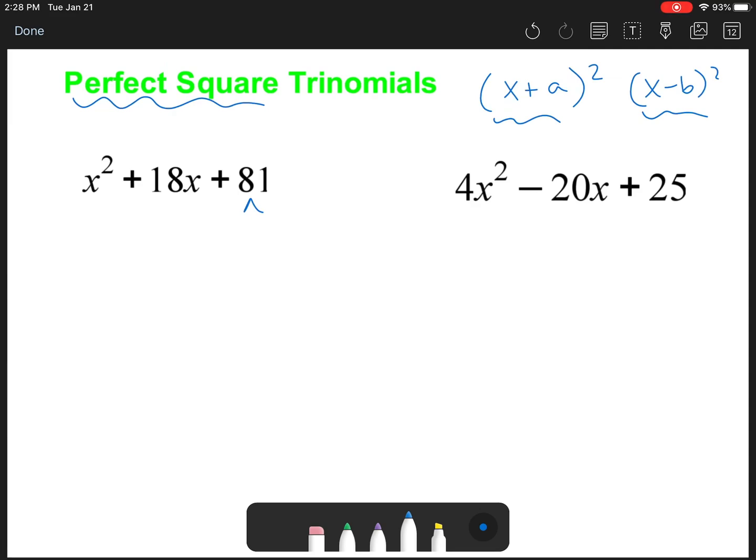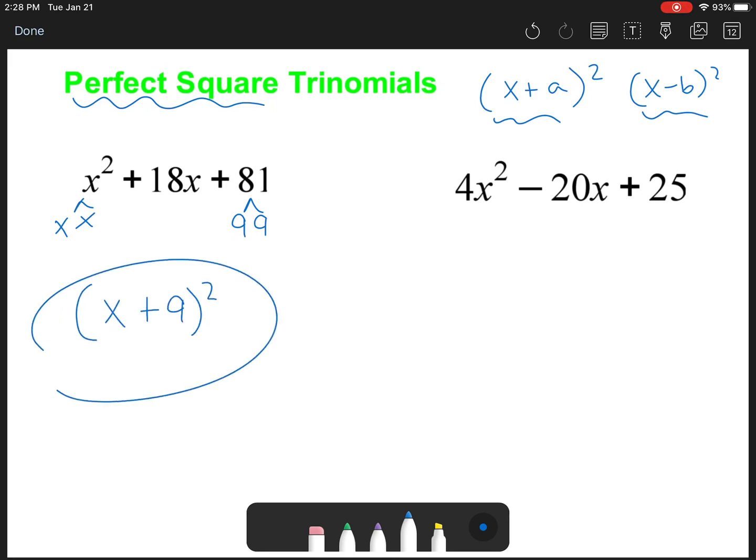So for these ones, again, we're going to focus on that perfect square part. So we're going to look at our constant. Right, x squared is just x times x. 81 is 9 times 9. So since we have those perfect squares, if we had x plus 9 squared, that would be our perfect square trinomial. If we took x plus 9 squared, we would get x squared plus 18x plus 81.